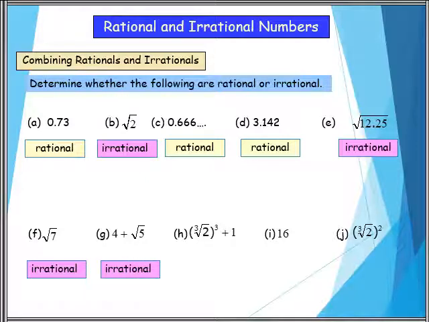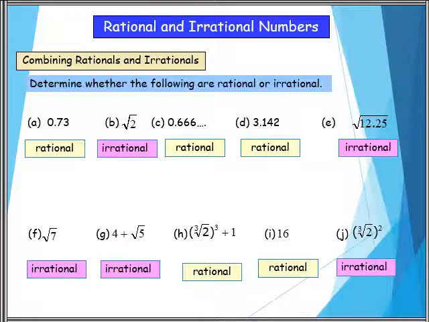H, cube root of 2 all to the power 3, plus 1. Rational. I, root 16. Rational. J, cube root of 2 all to the power 2. Irrational.